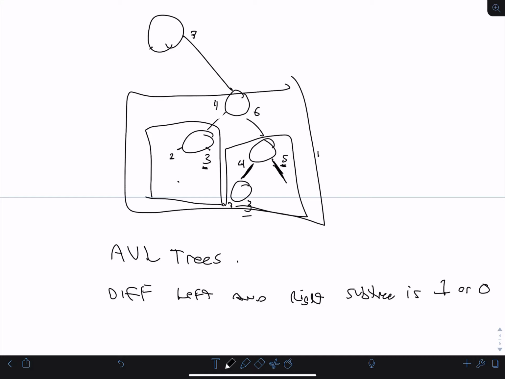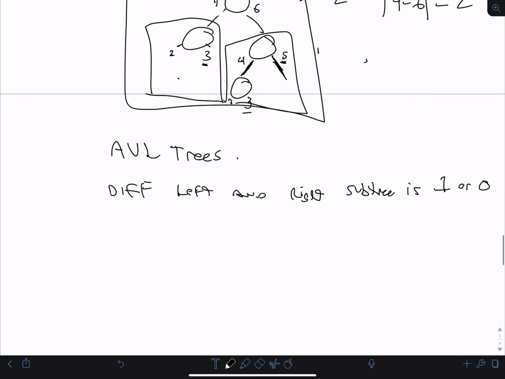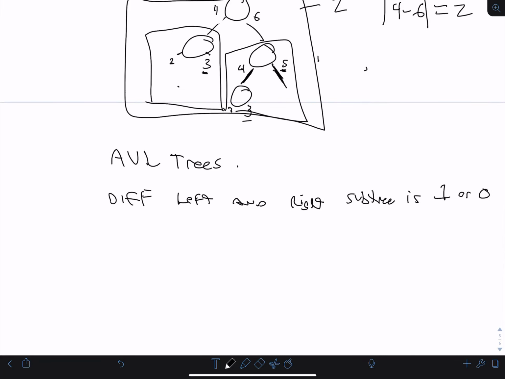However, here the difference is 2, right? You can do 4 minus 6 and take the absolute value of that, and that gives you 2. Because the difference is more than 1, we don't consider it balanced. But I didn't expect you guys to know that because I hadn't said it. But anyway, that's AVL trees. Some algorithms, like red-black trees, are a little bit different.